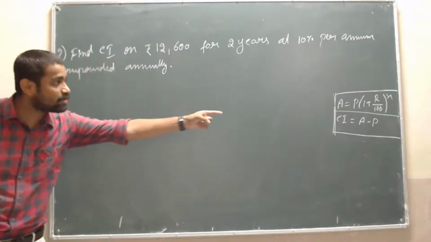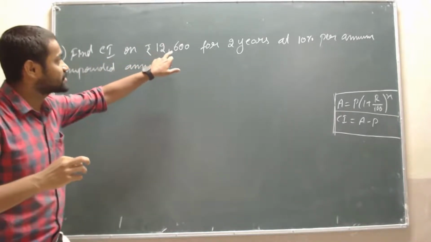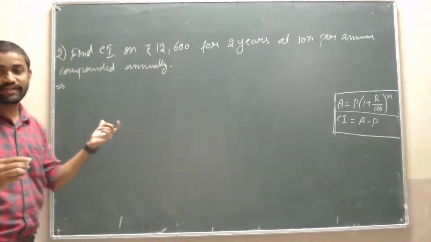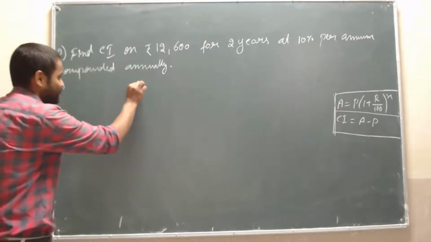Compound interest, and 12,600 rupees for 2 years at 10% per annum. Is that it? Yes, Padma, Guru Hiramat, that is the correct answer. Now try to solve this one.